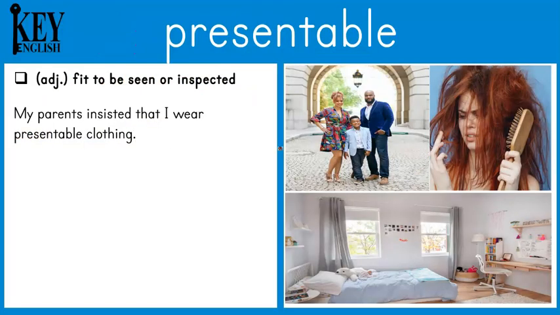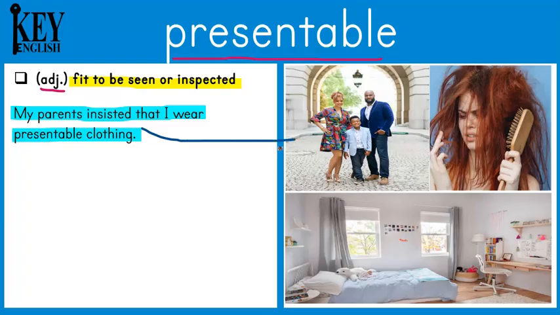The next word is presentable. Presentable is an adjective and it means fit to be seen or inspected. So when something is presentable, it is neat, it is clean, and it looks good enough for other people to see it. So we can describe people, rooms, or even your work as being presentable. The example says, my parents insisted that I wear presentable clothing. So presentable clothing is something that might look like this.